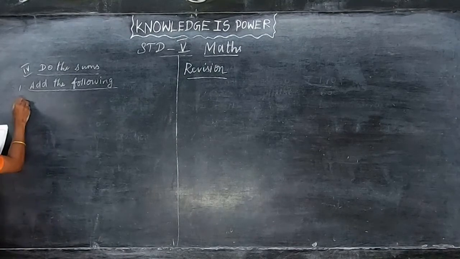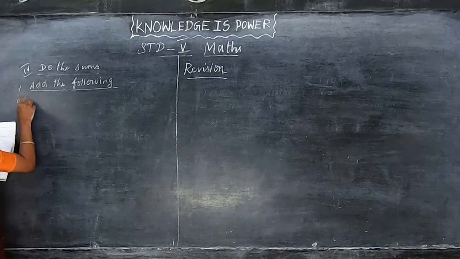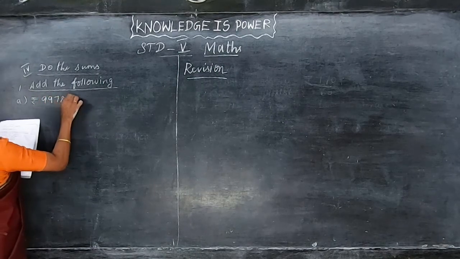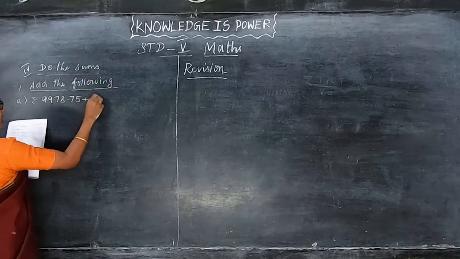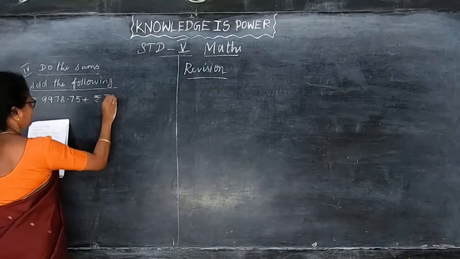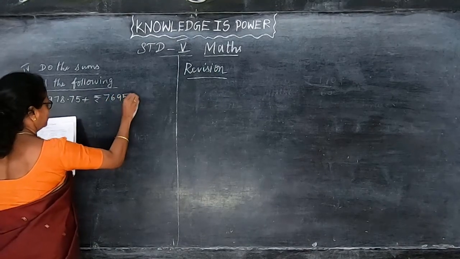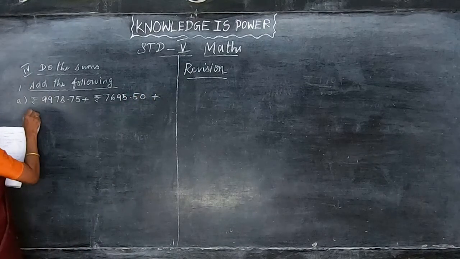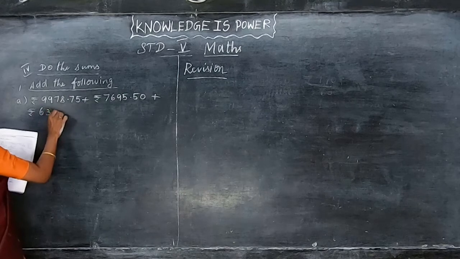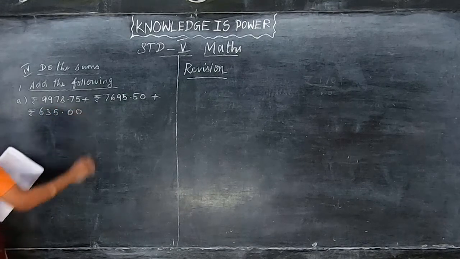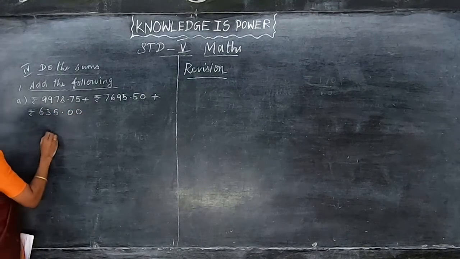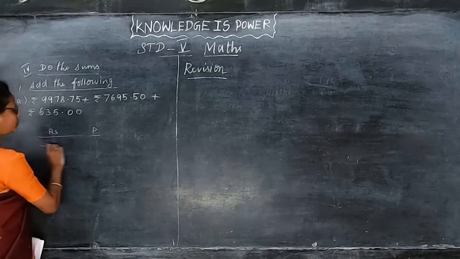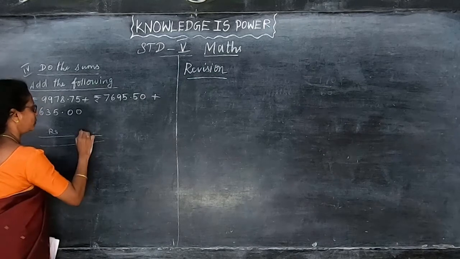So listen carefully. A sum: rupees 9,978.75 plus rupees 95.50 plus rupees 635. So 3 numbers I gave. So just take it out and write rupees and paise. Okay. So to add, keep this column.